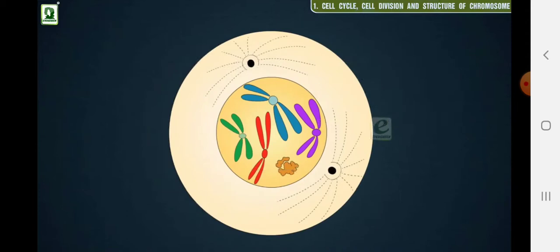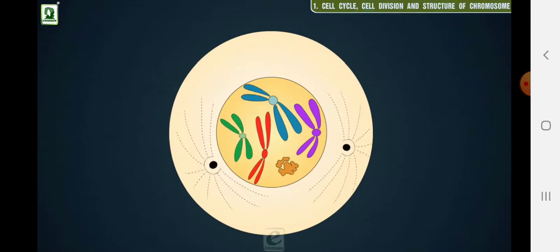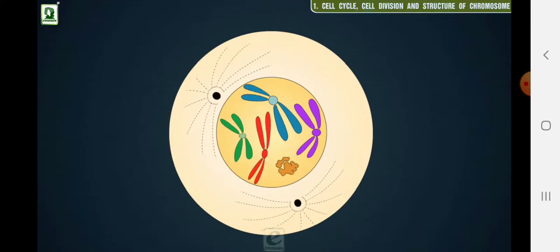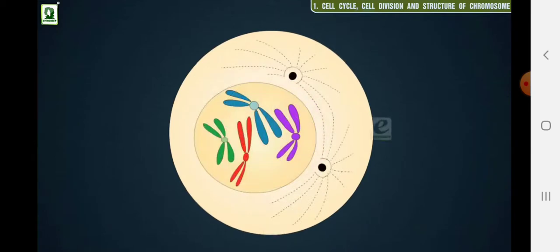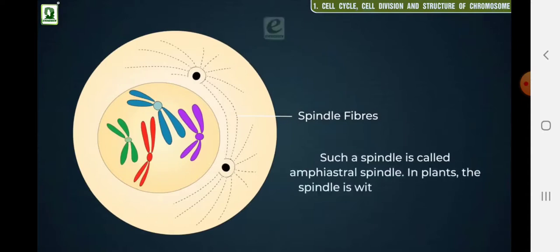Centrioles develop very fine eyelash-like threads called astral rays. Centrioles along with astral rays are called asters. The two asters start moving towards the opposite poles. By the end of prophase, they reach the opposite poles. Between the two asters, very fine proteinaceous structures called spindle fibers are developed. Such a spindle is called an amphiastral spindle. In plants, the spindle is without asters and is called an anastral spindle.